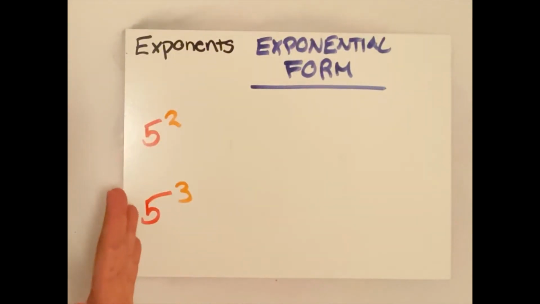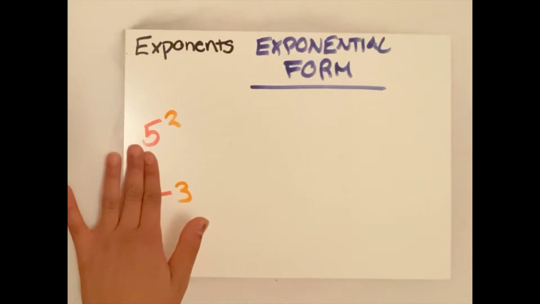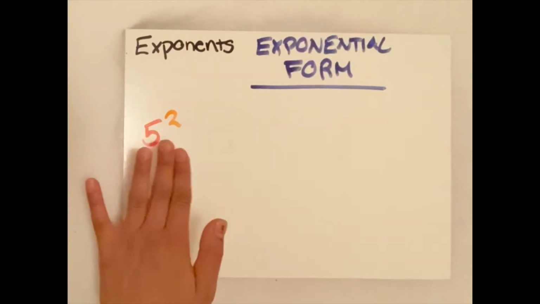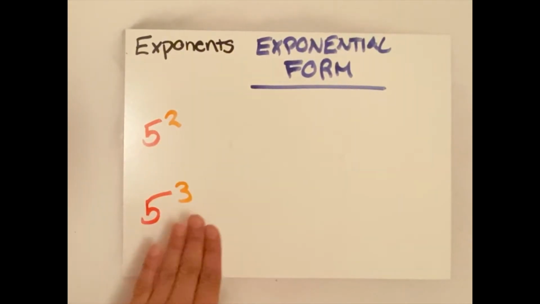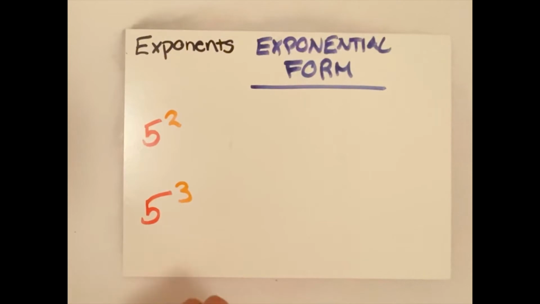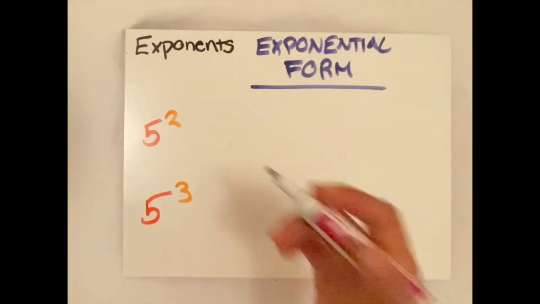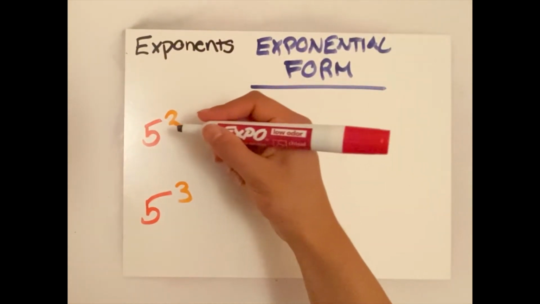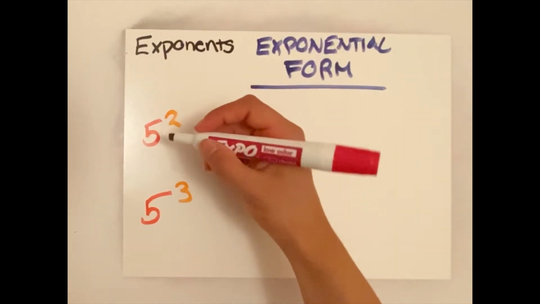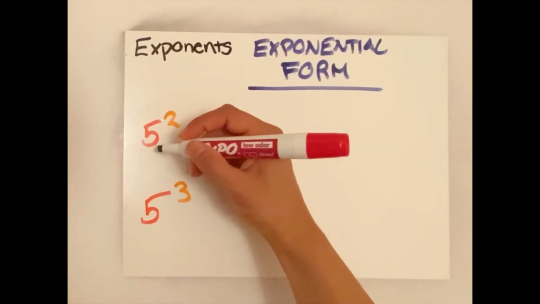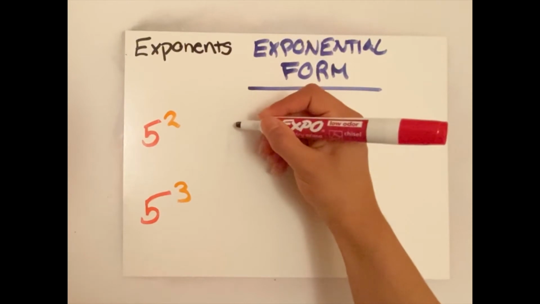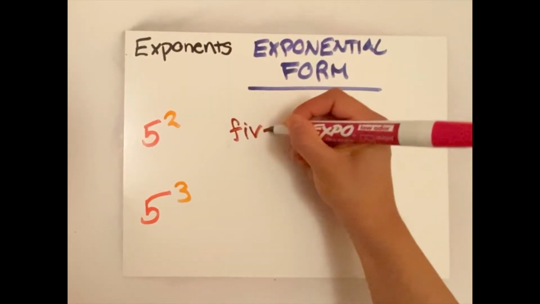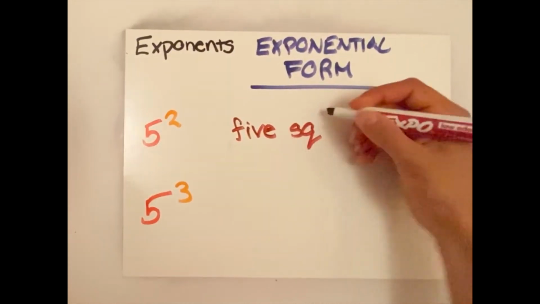Okay, so let's take a look at these two powers. We can say this is 5 to the power of 2, and this is 5 to the power of 3. But when our exponents are 2 and 3, there are special ways of saying them. When the exponent is 2, you can say that the base is squared. In this case, the base is 5, so you could also say this is 5 squared.